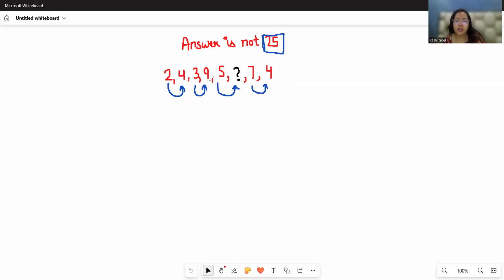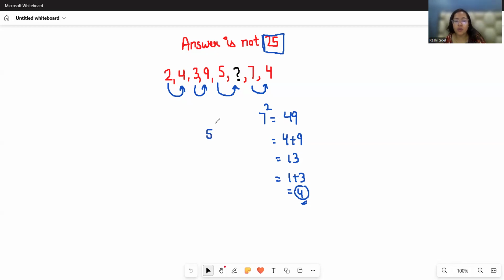So the next number is the square, but the number is a single digit, right? A unit digit. So 7 square is 49. If I add the digits 4 plus 9, I'll get 13. Again, 1 plus 3 is 4. That means they add the digits till they get the answer in a unit digit.